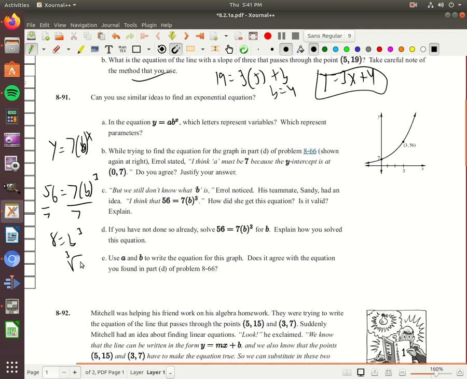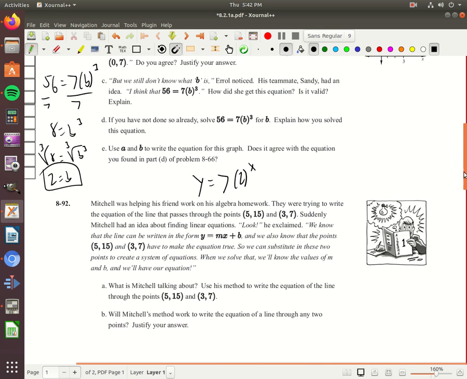I can take the cube root of each side. And of course, the cube root of 8 is 2. 2 times 2 times 2 is 8. So my equation, using a and b, would be 7 times 2 to the x. And if I plug 3 in, 2 times 2 times 2 is 8. 7 times 8 is 56. So I'm pretty happy with the equation. It does describe that graph.